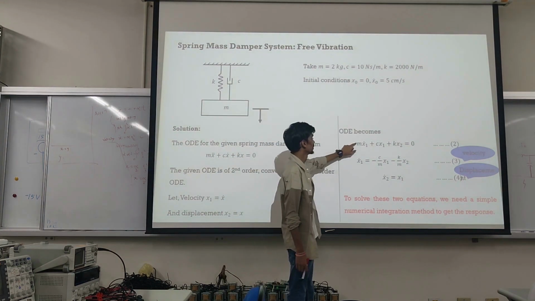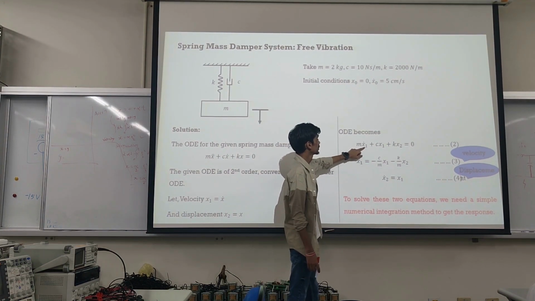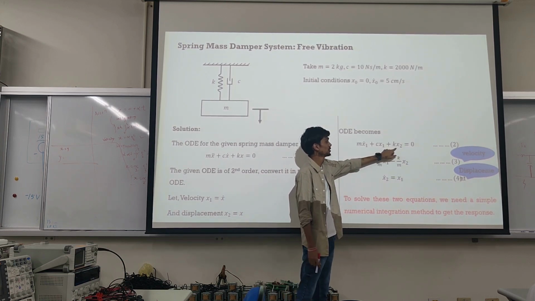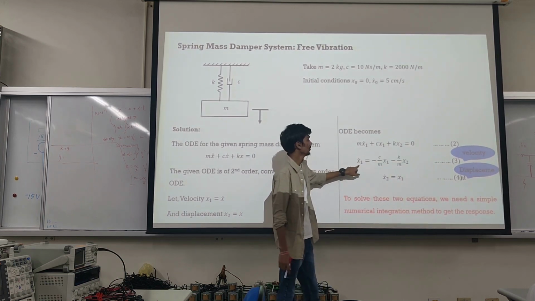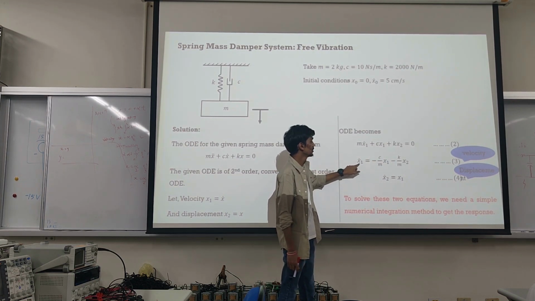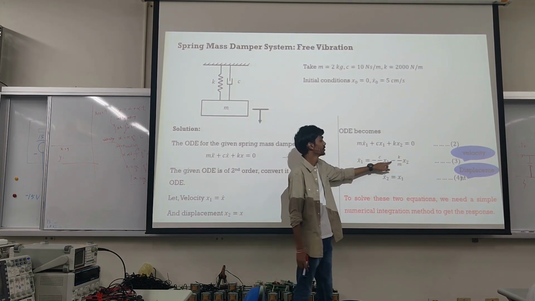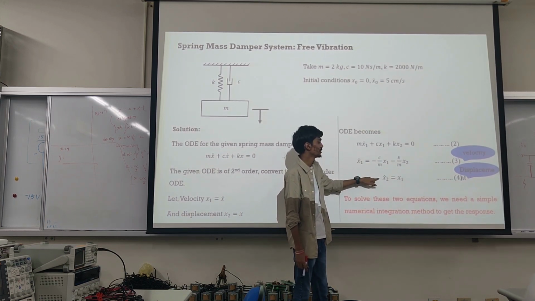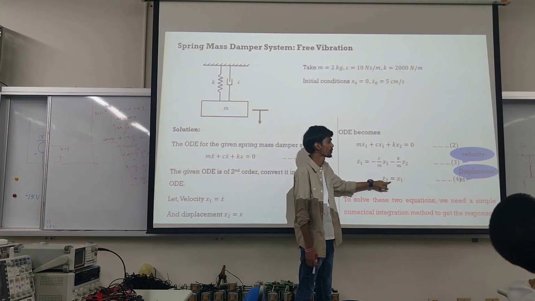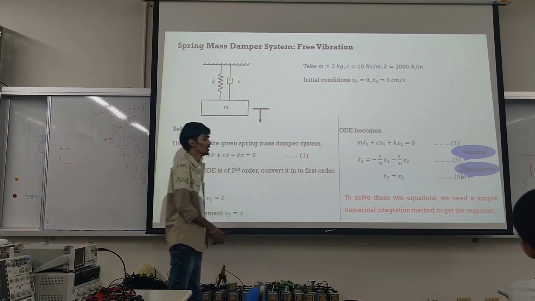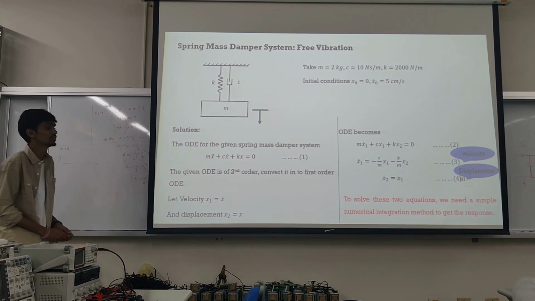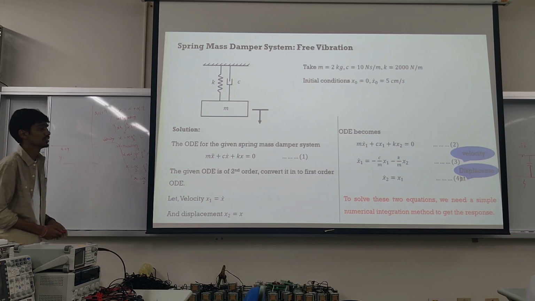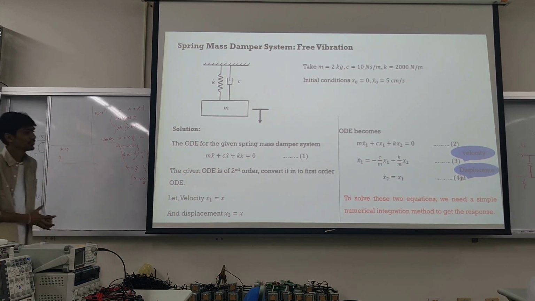Putting x dot equal to x1 in the first equation, we get mx1 dot plus cx1 plus kx2, where x2 is the displacement, equal to 0. Rearranging, x1 dot is equal to minus c by m x1 minus k by m x2. This is our velocity equation, and for displacement, x2 dot is equal to x1. To solve these two equations, we need simple numerical integration to get the responses. So now we have the equations.